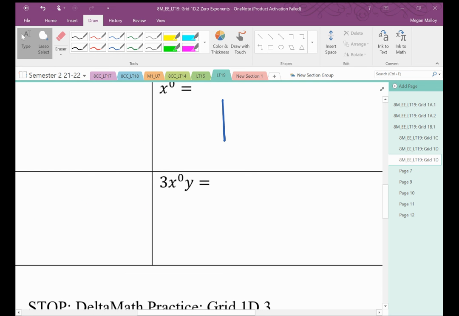In our last example here, I have a coefficient of 3. I'm multiplying it by x raised to the 0 power. Anything raised to the 0 power is 1. But notice the y is not raised to the 0 power. That y is raised to a power of 1. Remember, we just don't write it. So this would be times y. So if I simplify this, it would be 3 times 1 times y, which would give me 3y.